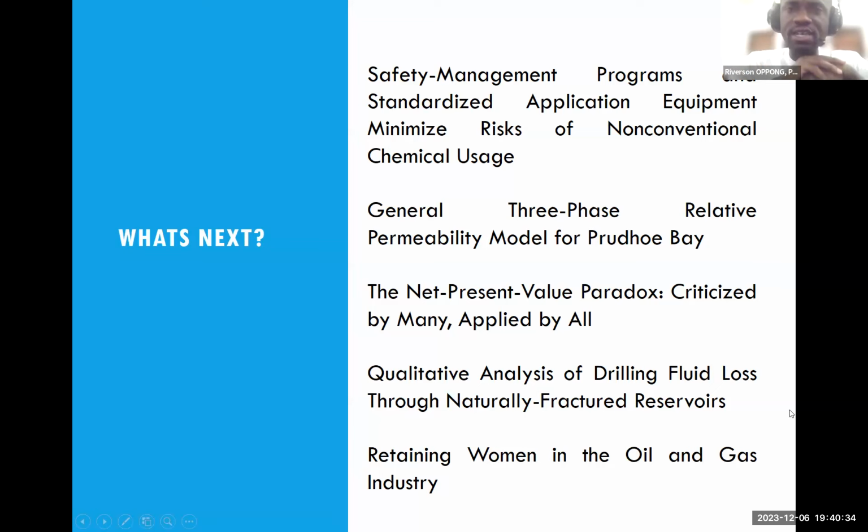So this is the first topic: safety management programs and standardized application equipment minimize risk of unconventional chemical usage. I repeat it: safety management programs and standardized application equipment minimize risk of unconventional chemical usage. I wish to have somebody who would volunteer and tell me what could be a suitable abstract for this topic.